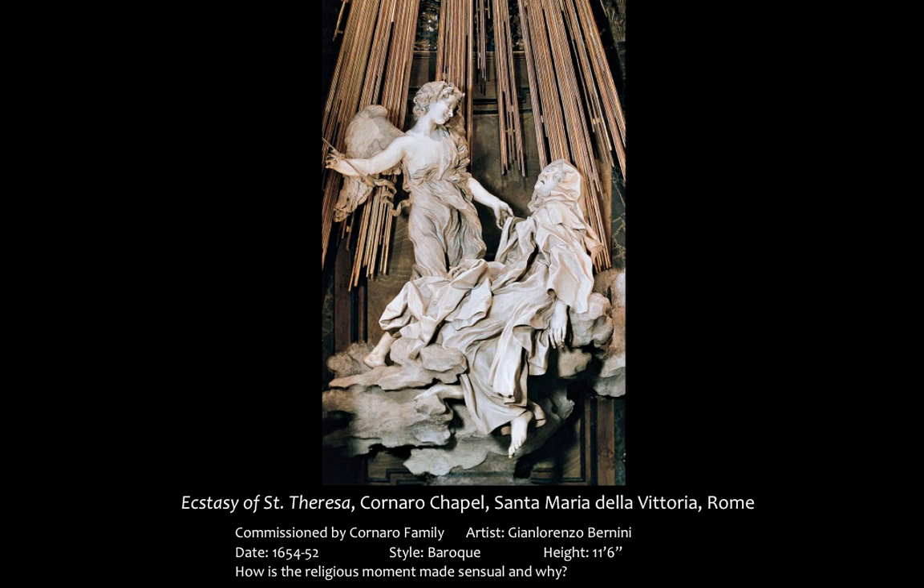So other characteristics of the Baroque that we might recognize here, we have this diagonal movement. The compositions are set up so that the angel and Teresa make this diagonal motion. Her body makes another diagonal motion. She is lifted up onto this cloud, and so there's this sense of movement in the cloud, and movement in the drapery of the angel also. So it's a really dynamic sort of composition.